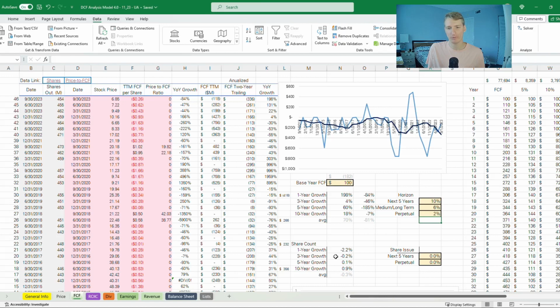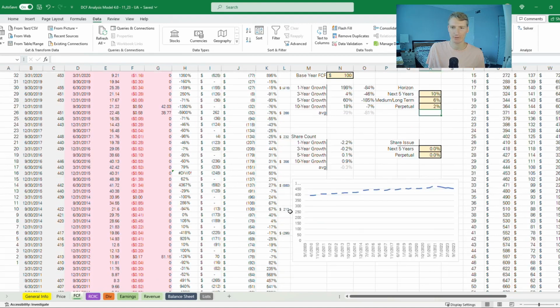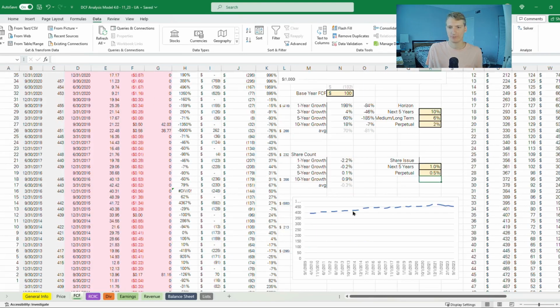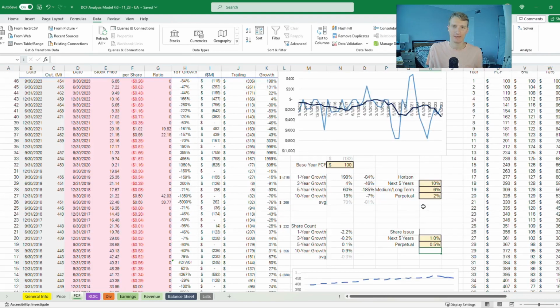Now, they are also buying back shares in the short term, but in the long term, they've been increasing their shares outstanding. I have that graph here. Yeah, I'm going to say positive 1% per year in the next 5, and I'm going to say 0.5% in perpetual. That's just following the long-term trend that I see here.